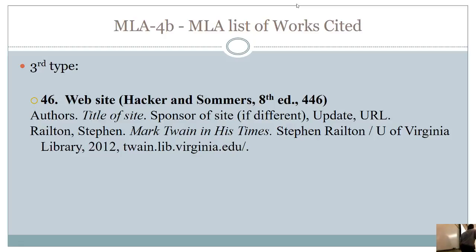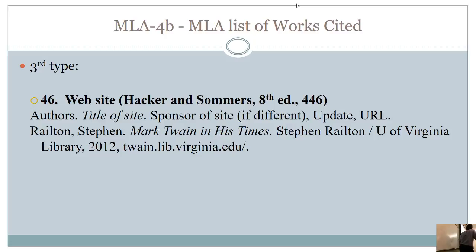So you have most of the same information. We have authors, then the title, just like usual. Then we have the sponsor of the site, which is sort of the same as like the publisher, like for the book. And we have the date that it was updated, URL. So there's different considerations for where something is published as to what information we need to include.